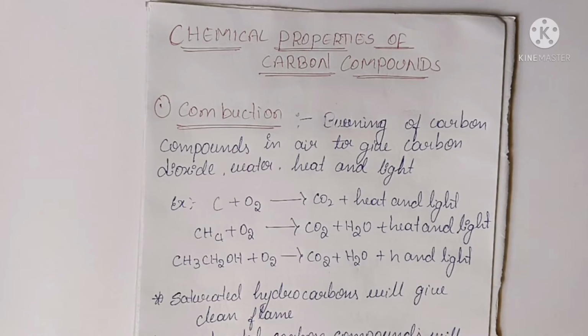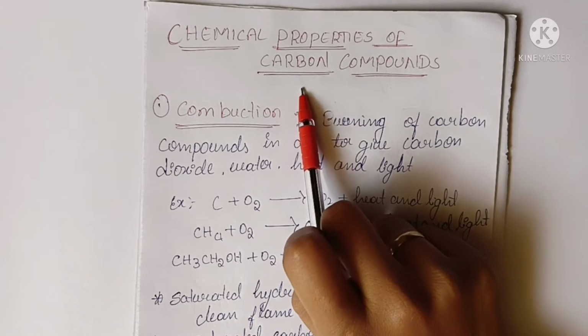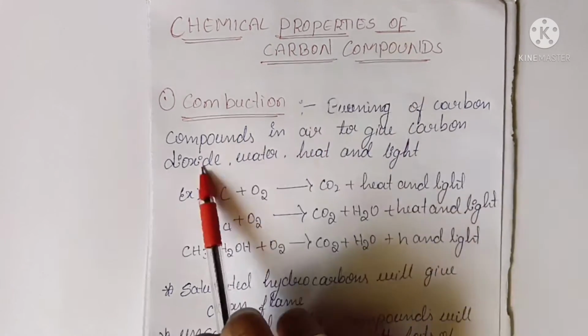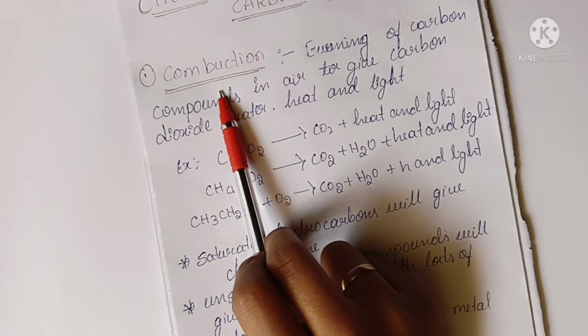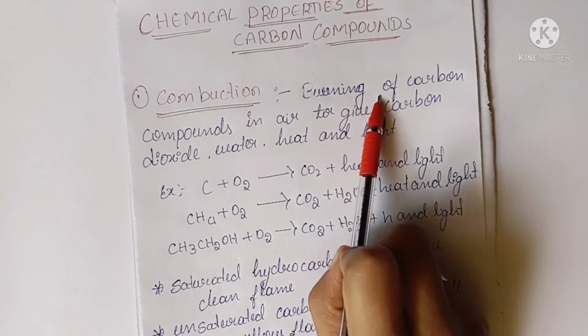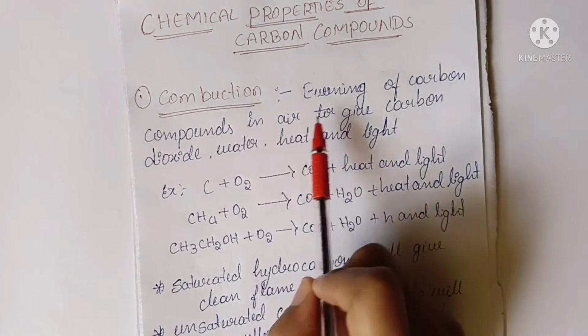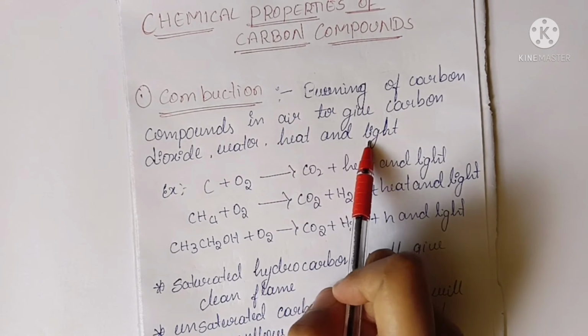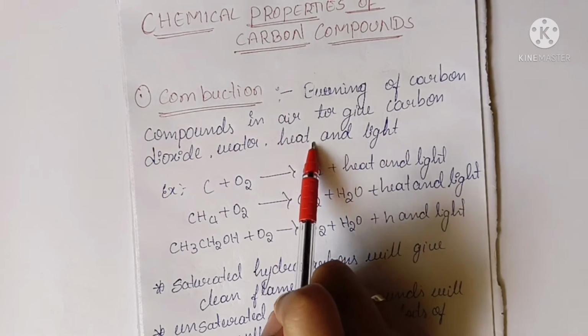Hello students, now we will discuss the chemical properties of carbon compounds, the continuation part of the carbon and its compounds chapter. The first one we discuss is combustion. The definition says that combustion is the burning of carbon compounds in air to give carbon dioxide, water, heat and light.